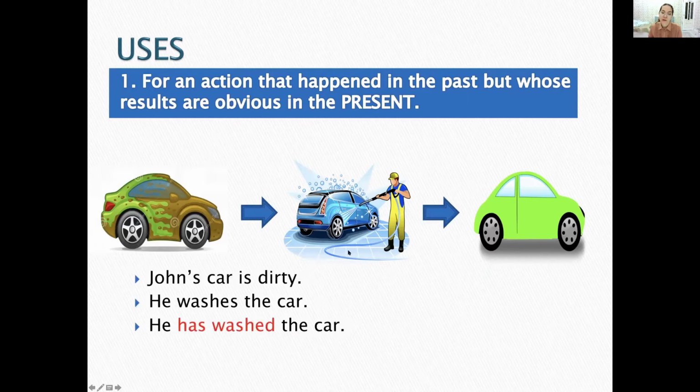So we can see examples like this. John's car is dirty in the first picture. In the second, he washes the car. And in the last one, he has washed the car. So he has already washed the car. Here we use the present perfect tense. That's the result in the present, okay?